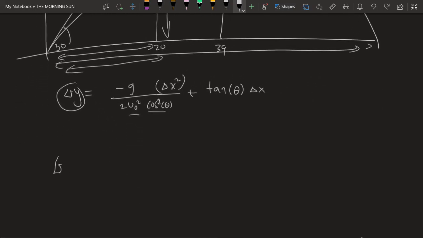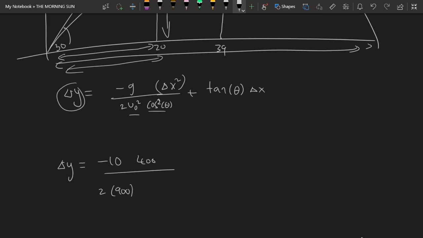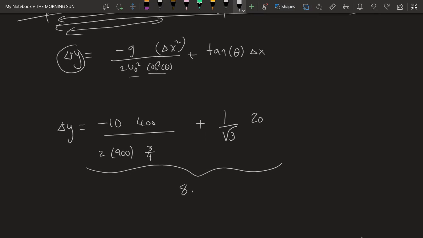So let's just substitute into the equation. Delta y is equal to minus 10 multiplied by delta x squared, which is 20 squared, which is 400, over 2 multiplied by 30 squared, which is 900, multiplied by cosine squared theta, which is just cosine 30 squared. Cosine 30 squared is equal to 3 over 4, plus tangent of 30, which is 1 over radical 3, multiplied by 20, right? And now we can find delta y. Simply by plugging this into the calculator, we get 8.6 meters. So the height is 8.6.